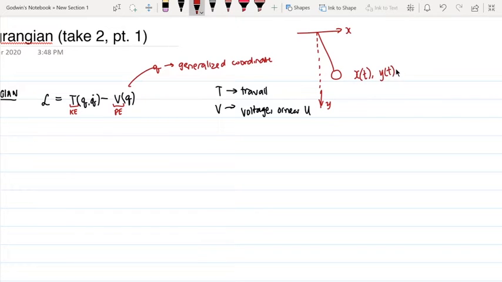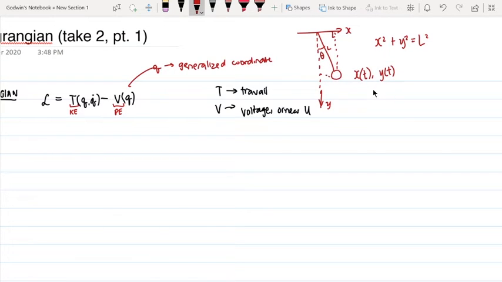But we realize that there's a simpler version of this, because if you consider this triangle right here, we know that x squared plus y squared is equal to L squared. That's the length of the pendulum wire. But there's also another way to relate these two terms together, which is this angle right here, which is theta, right?